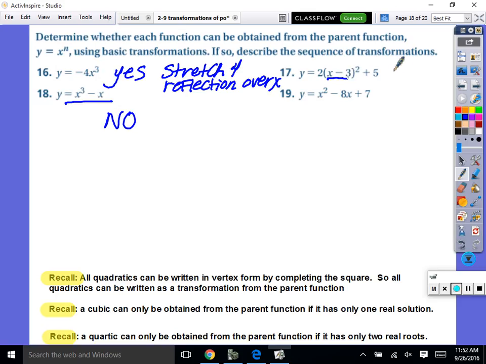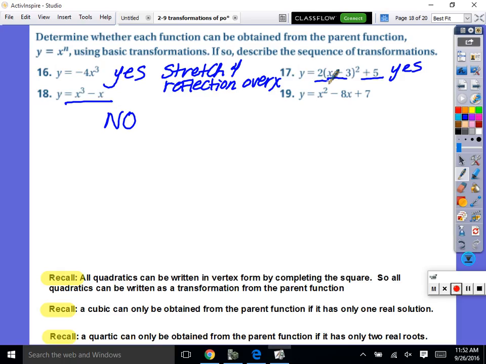So we'd say yes, and it is right 3, up 5, I'm not going to write it, and a stretch of 2. Is everybody good with that? Yeah. Okay, looking at this one, x squared minus 8x plus 7. A lot of people will say no, but can't we complete the square on all quadratics? Everybody? And then write it as a transformed quadratic. So quadratics can always be written as a transformed quadratic.